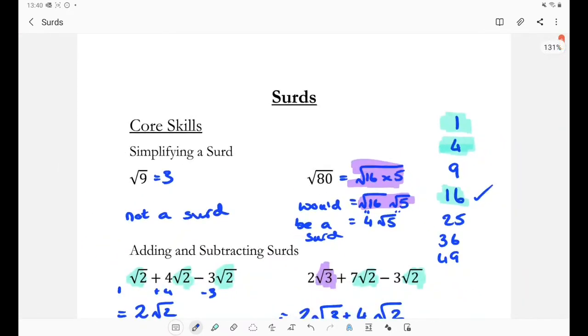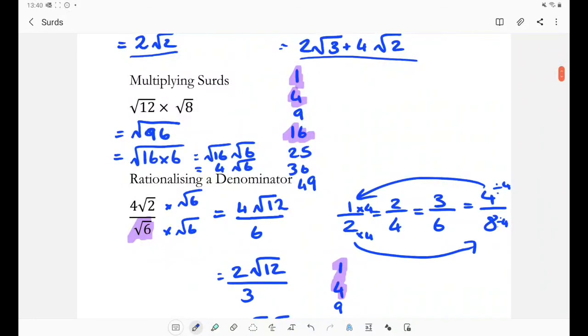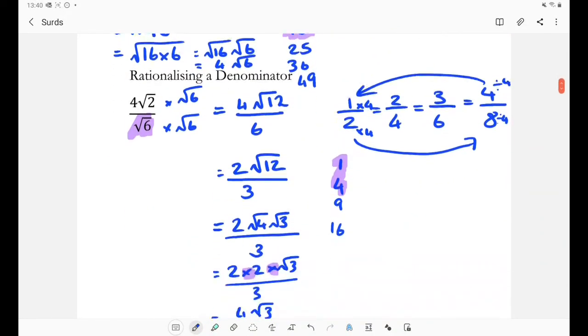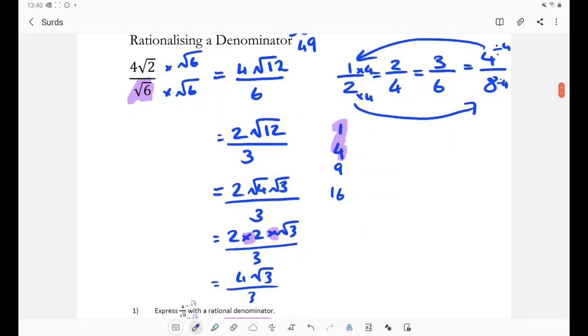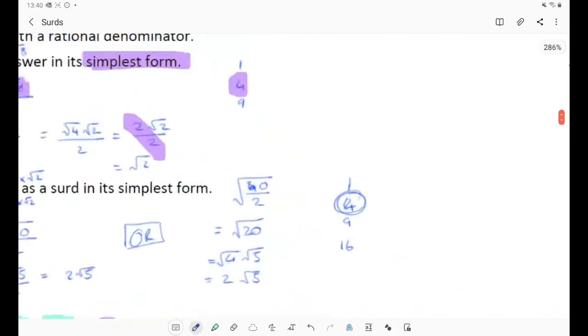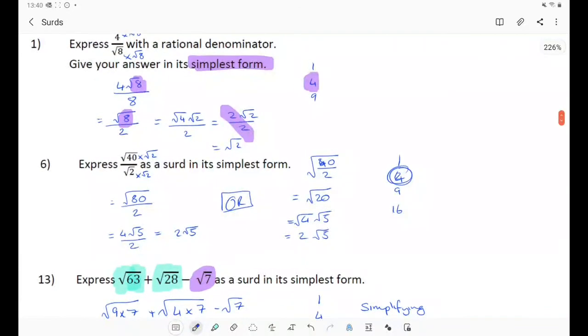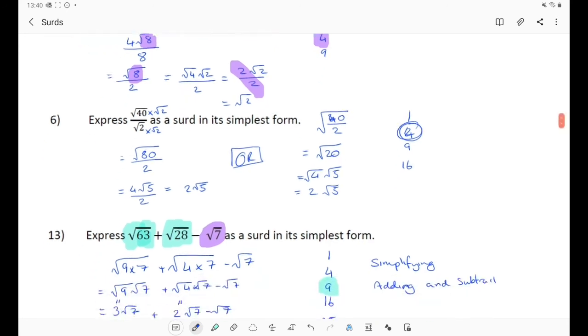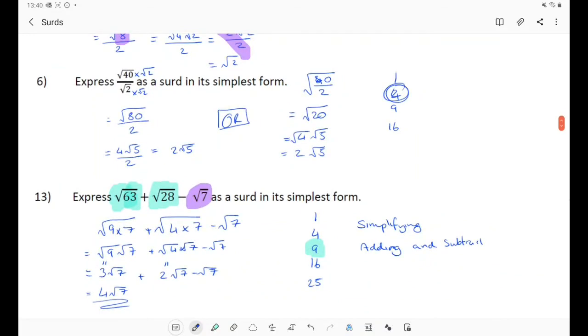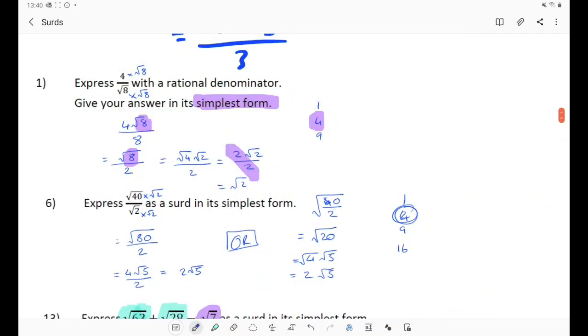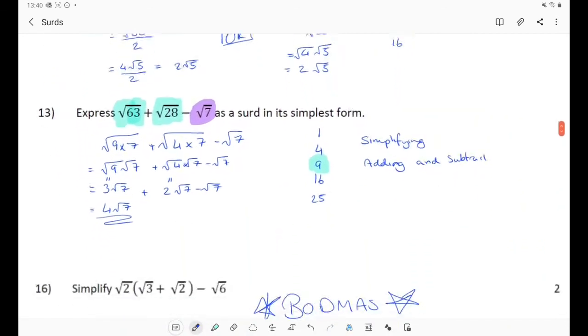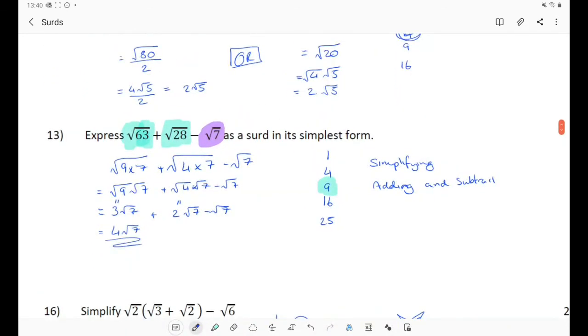Your core skills: you're simplifying, you're adding, subtracting, you're multiplying, and you're rationalising. They are then used throughout surd questions. Simplifying is such a core skill, it's really unlikely you get a surd question where you don't have to simplify. I think every single question we did here, we simplified. Rationalise the denominator, very common, 2-3 marker. If they're wanting to test you on adding, subtracting, this one will come up a lot.